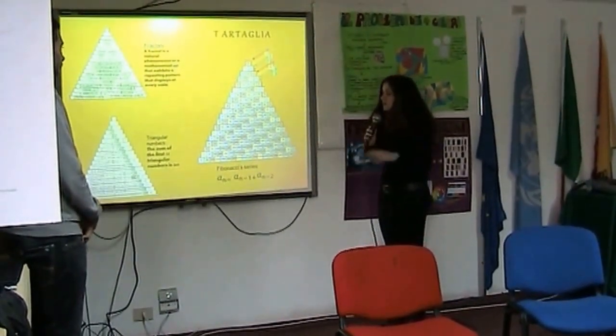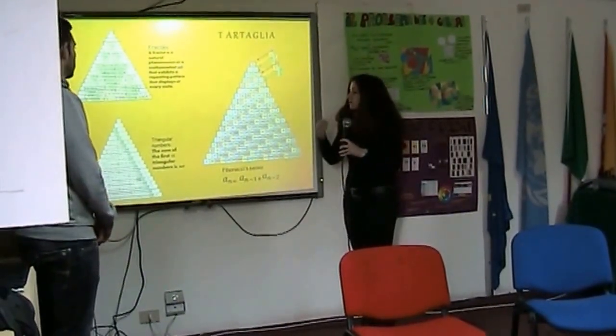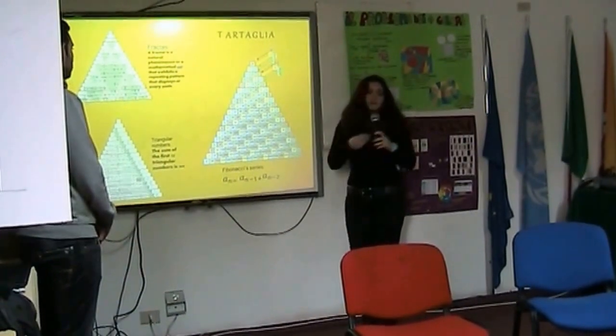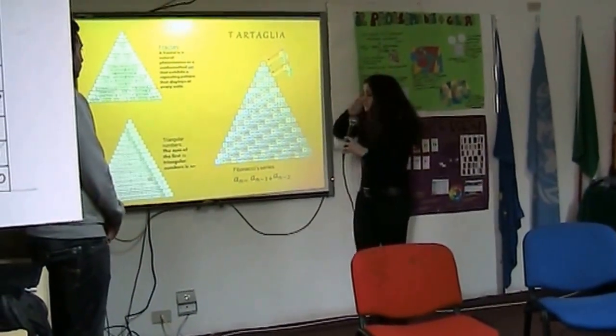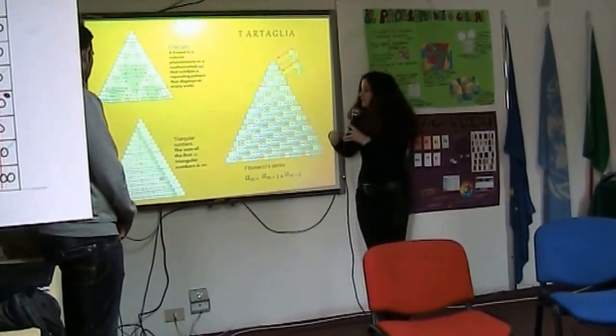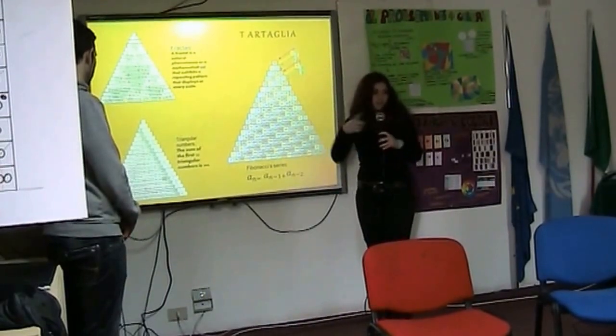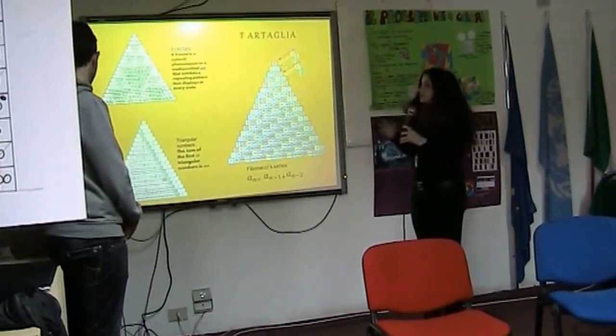So we have also found the triangular numbers, which are numbers we use to build or draw triangles. So for example, if we have a 36 units triangle, we can find 8, 7, 6 units, and then we build a triangle. And what about fractals?